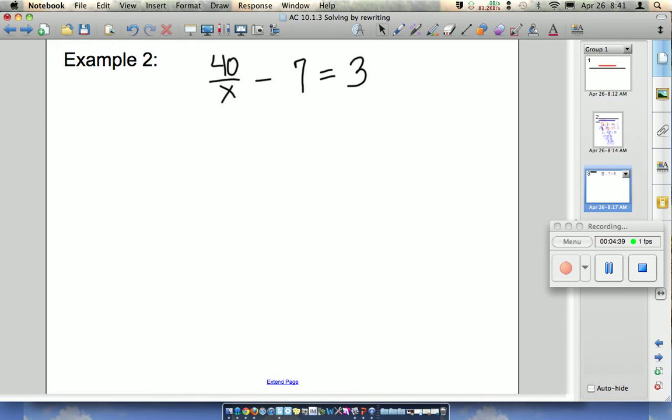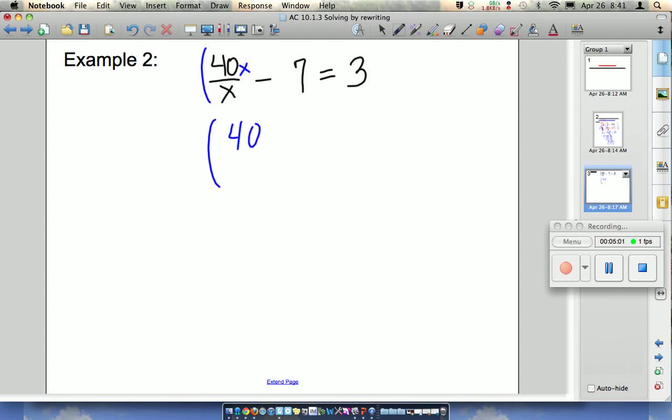So take a look at this one. We got the x in the bottom of the fraction. So how can we get that x out of the bottom? Well, again, we're going to do the same idea we've done before, and we're going to create an x on top, because if I have an x on top, I can cancel that big 1.